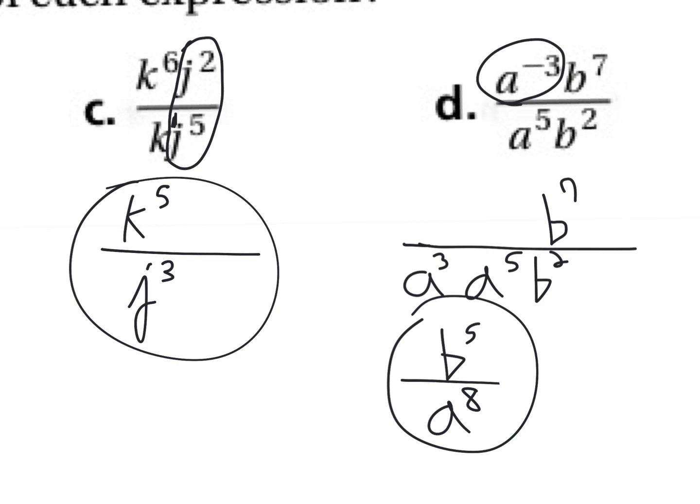Okay, and you're welcome to just use the rule of you're going to subtract the exponents when you're dividing like bases, but then you'd get a to the negative 8th, b to the 5th, and then you move it to the denominator. So not a big deal, just a little different route on working that out.